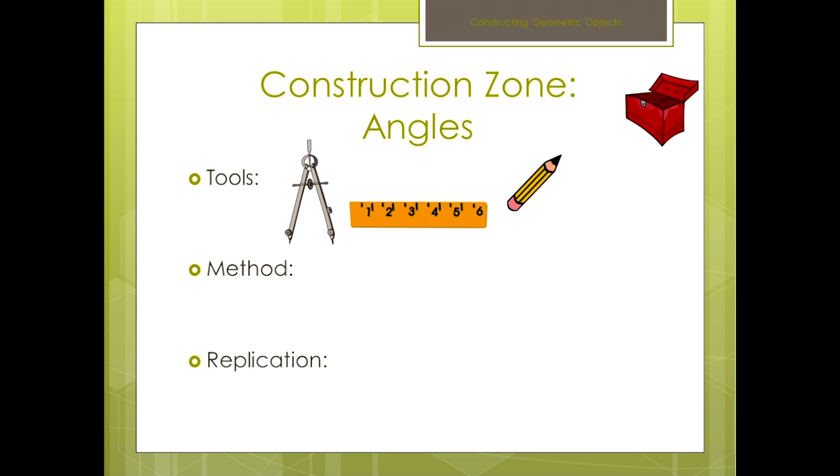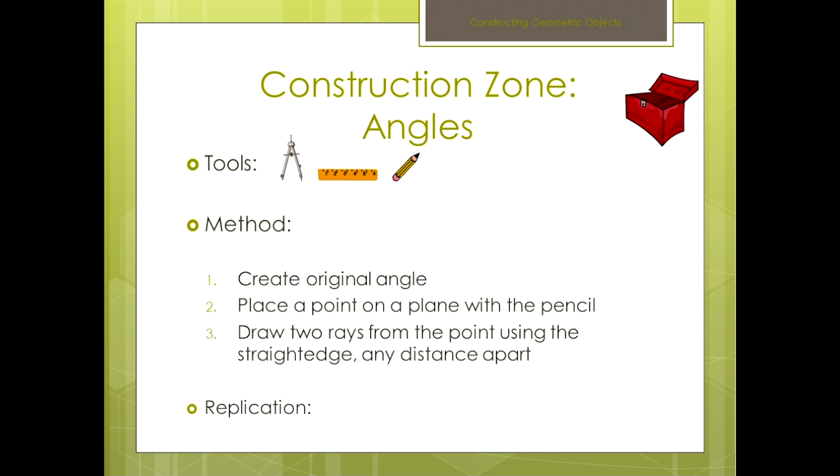Let's get started. In our construction zone, we're going to be using some of the same primary tools that we used before, which really is a pencil, a straight edge, in this case a ruler, and our trusty compass. So here we want to go ahead and start constructing angles. Our method is really going to be to create an original angle, and there we have the flexibility of starting how we want. We're going to start with that point in a plane, using our primary tool, a pencil, generating two rays with a straight edge.